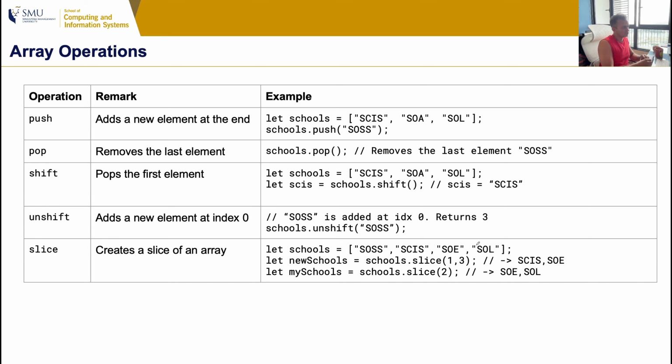Slice is to create a slice of an array. So if you have 0, 1, 2, 3, those are the indices of those elements. And if you slice it from 1 to 3, you get 1 and 2, not 3. 3 is not included. So that is important to remember.